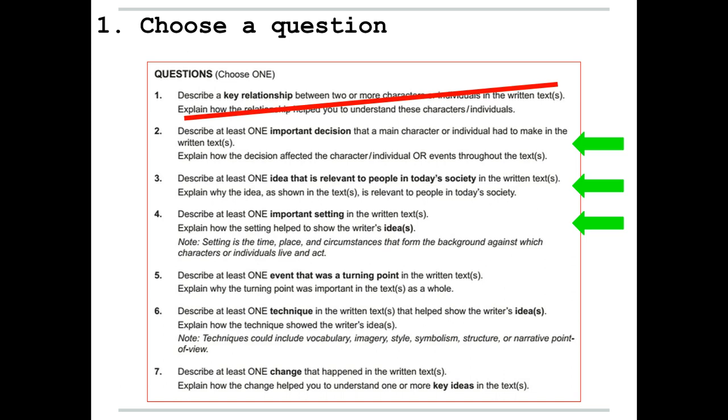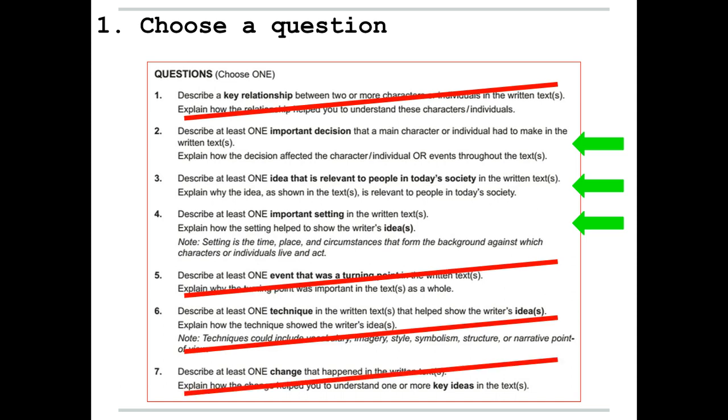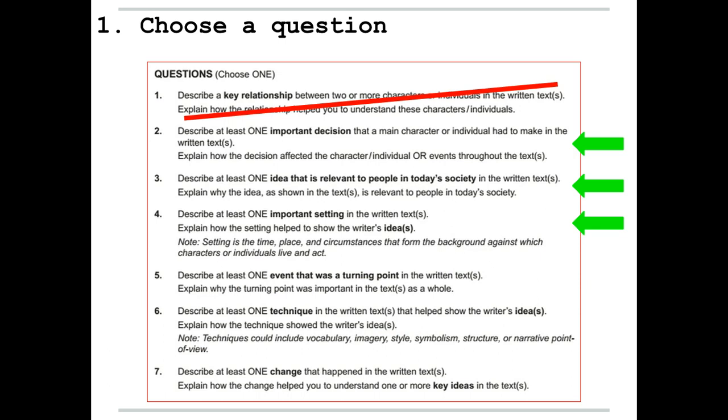Then basically, no, but I'll explain why. Question 5. At least one event that was a turning point. That's basically a moment in the story where something changes significantly. I think that in Juno of Taris, there are too many of those moments to choose from. That's why I don't think that's a good one to do.